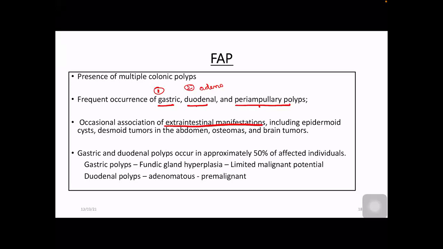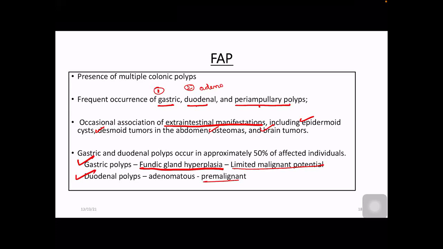Apart from this, they also have extraintestinal manifestations. What are they? They have epidermoid cysts. They can have desmoid tumors in the abdomen, which is a mess to manage. They might have osteomas, and they might have brain tumors. As I said before, gastric and duodenal polyps occur in approximately 50% of affected individuals. Always remember, gastric polyps are fundic gland hyperplasia and do not have malignant potential, whereas duodenal polyps are always adenomatous and pre-malignant. That's why in an FAP patient, along with colonoscopic surveillance, we should also do an upper GI endoscopy with a side-viewing scope to look at the ampulla as well as the duodenum for any adenomatous polyps.